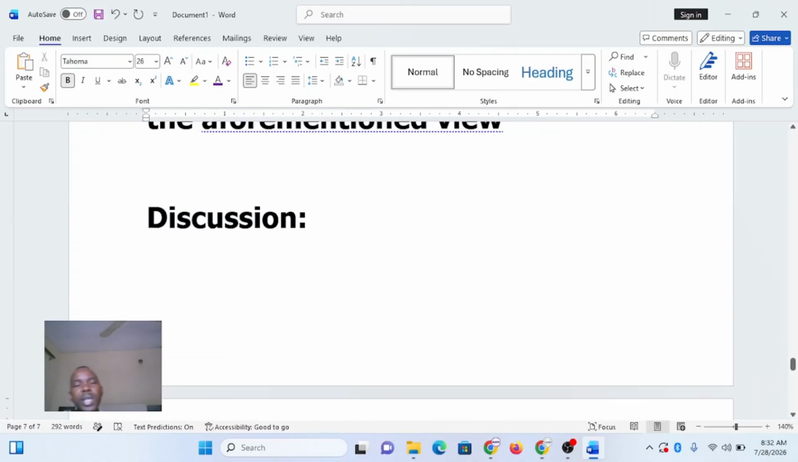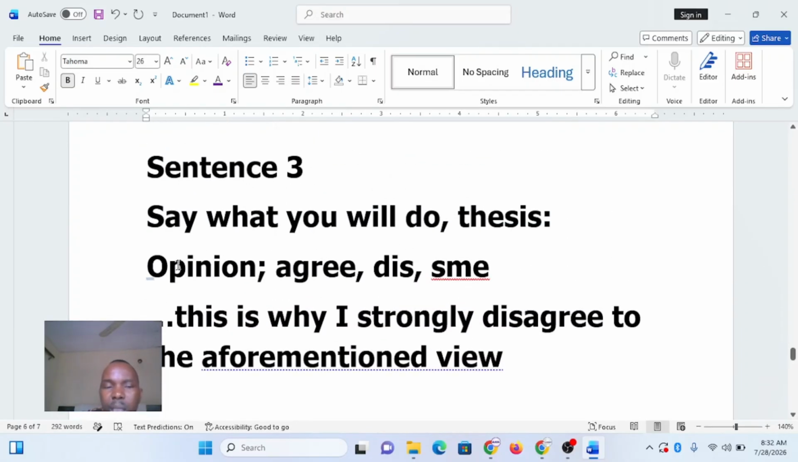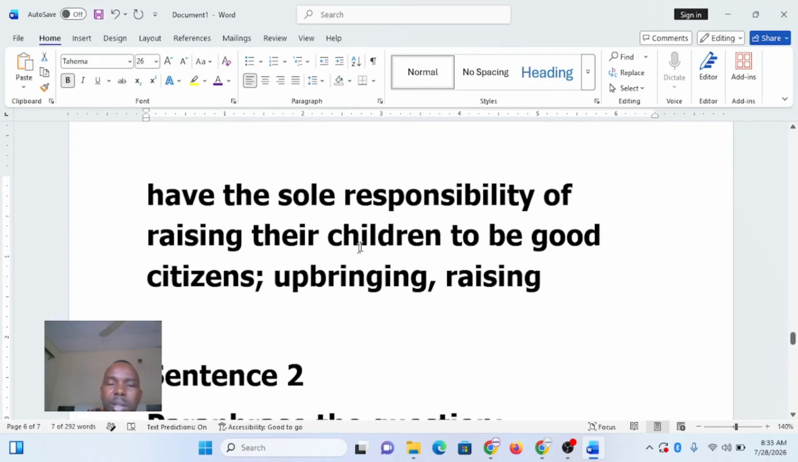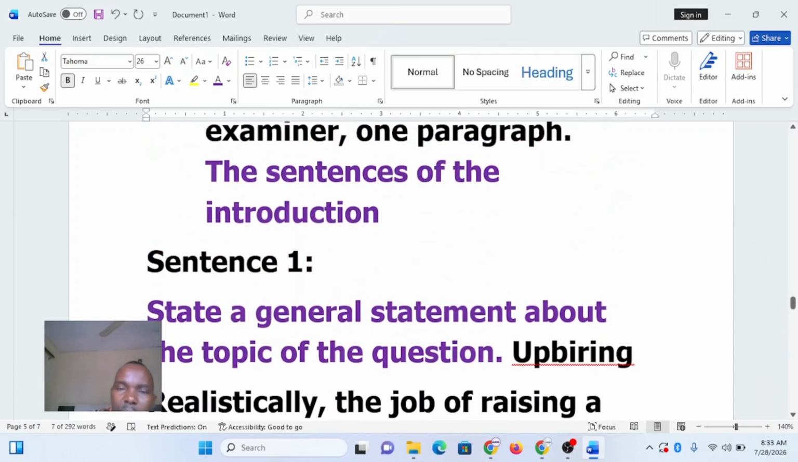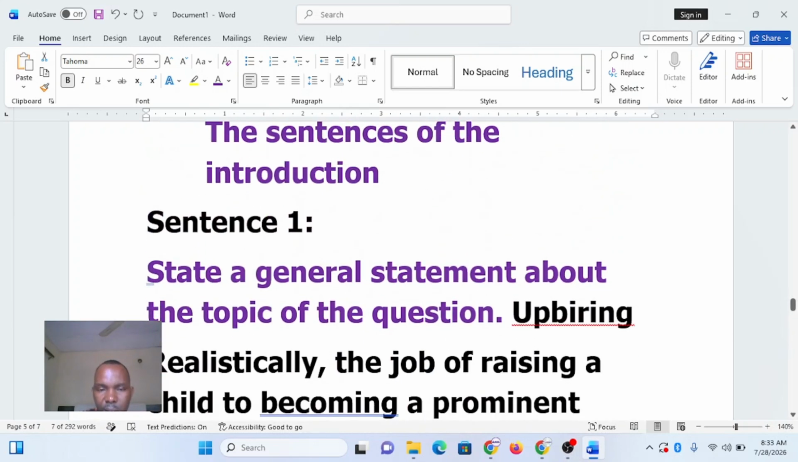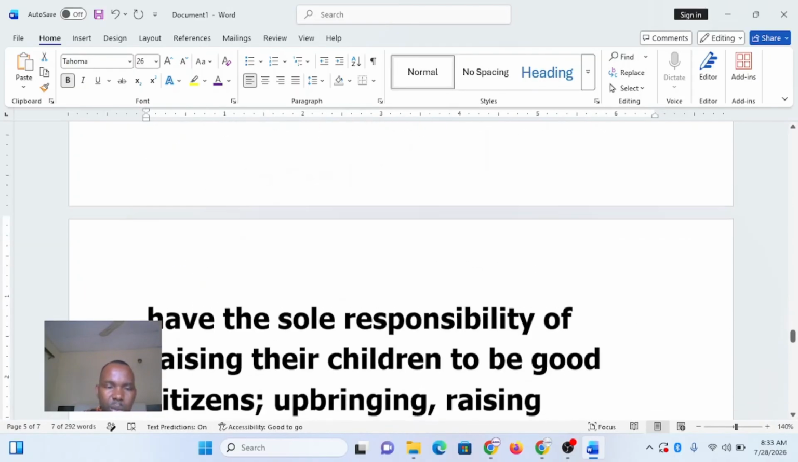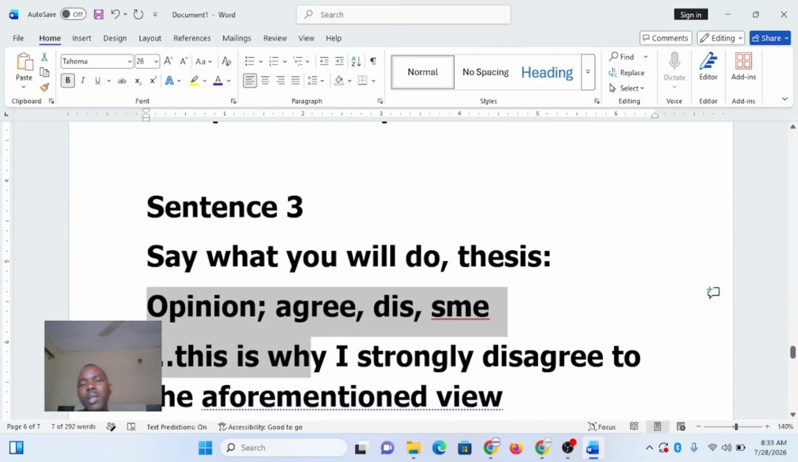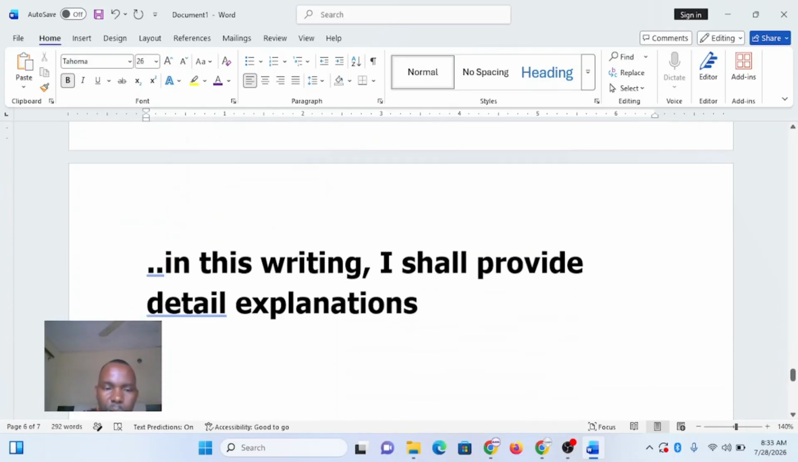So the thesis here, the third statement here, is a function of, or is principled upon, the type of essay, and please don't mix it up. So these are the three major sentences that should make up the introduction. Remember, the introduction is one paragraph of between 1 to 5 sentences. Sentence 1 is a general statement about the topic of the question. Sentence 2 is to paraphrase the entire question. Sentence 3 is to say what you will do. So that is the introduction.